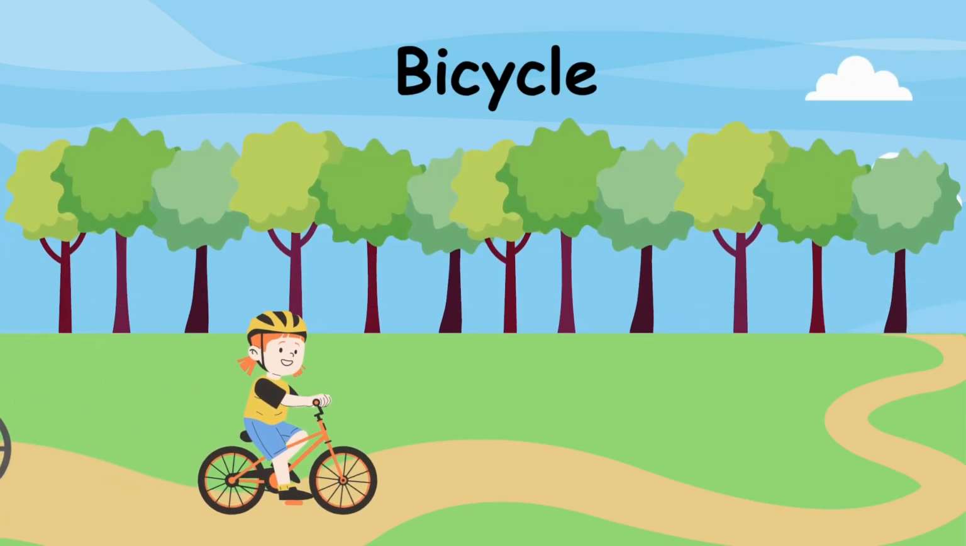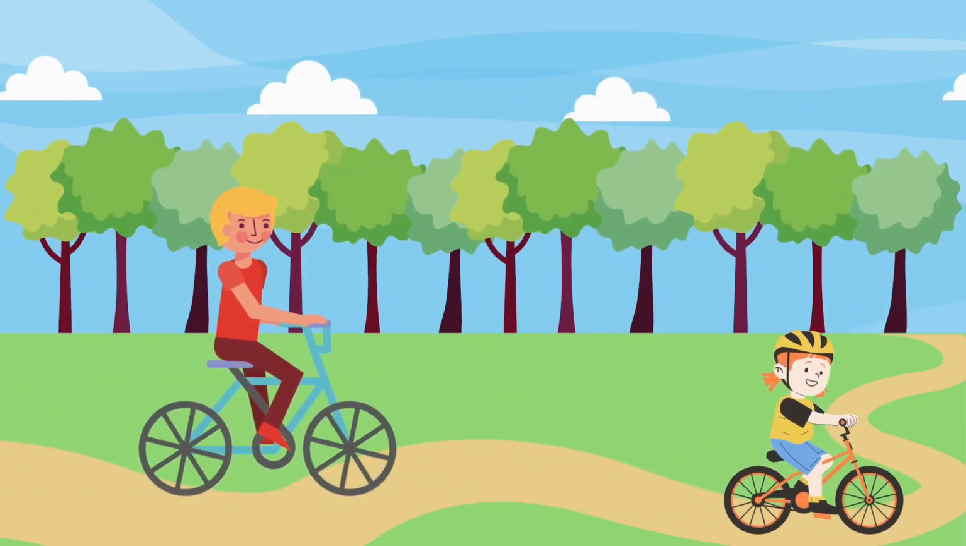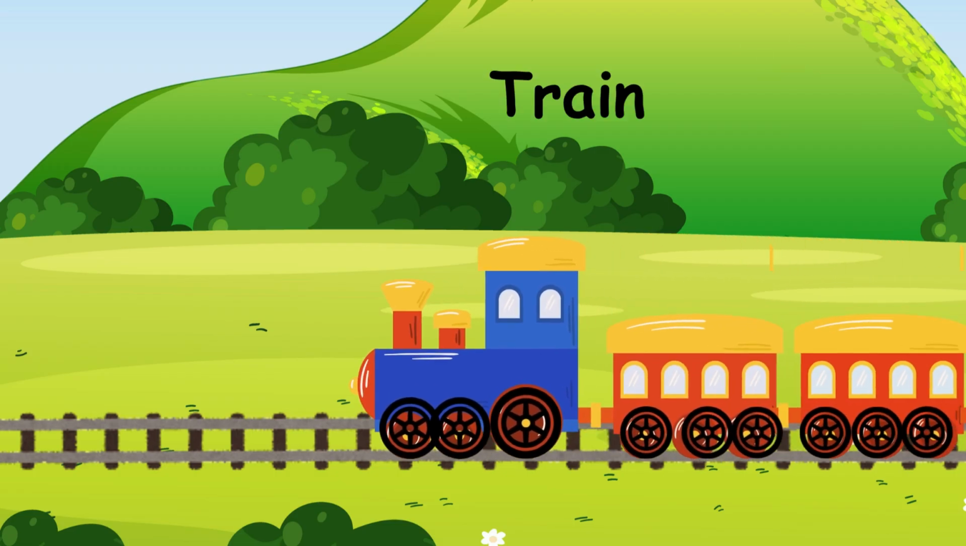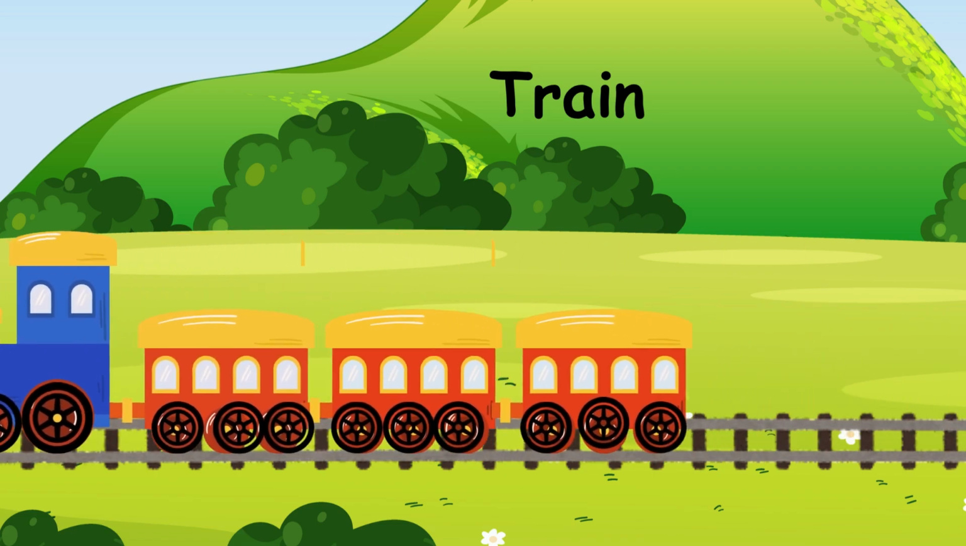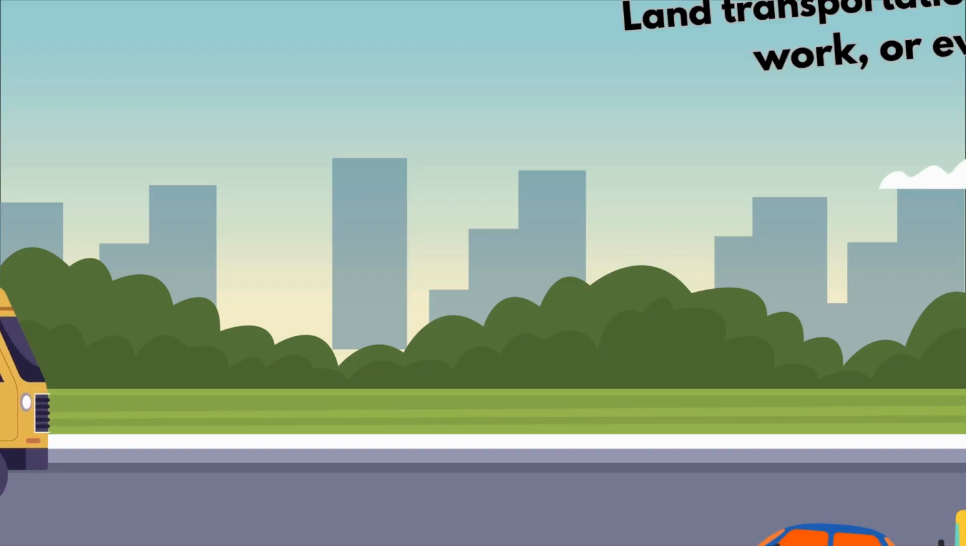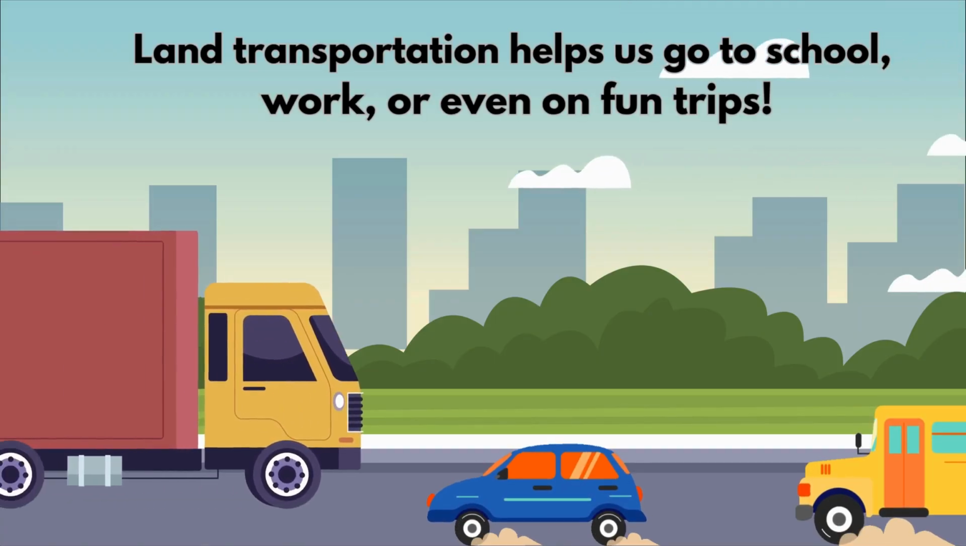Bicycle, you pedal with your feet to move. Train, a long vehicle that runs on tracks and carries people and goods. Land transportation helps us go to school, work, or even on fun trips.